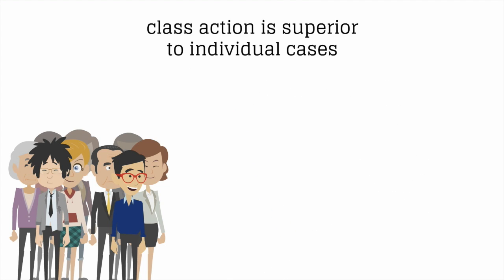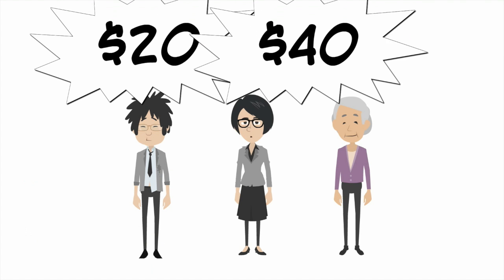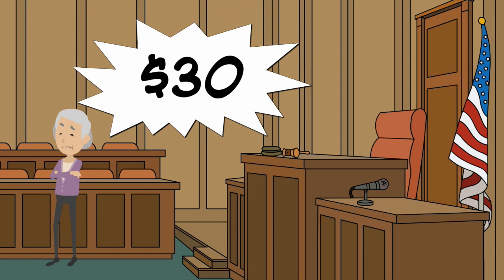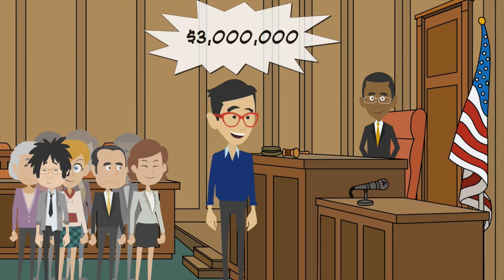Next, we need to think whether a class action is superior to each person individually bringing his own case. Well, let's say one plaintiff has about $20 in damages, another plaintiff has $40 in damages, and basically everyone averages out to about $30 in damages each. People might not want to sue just to get $30. But in a class action, we just need a lead plaintiff and the damages might be about $3 million.